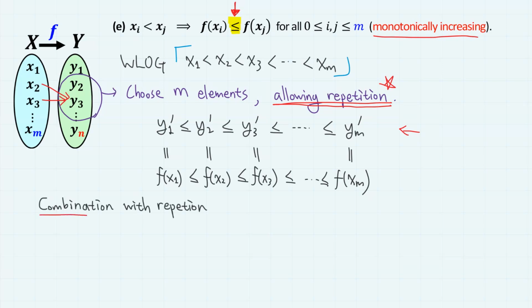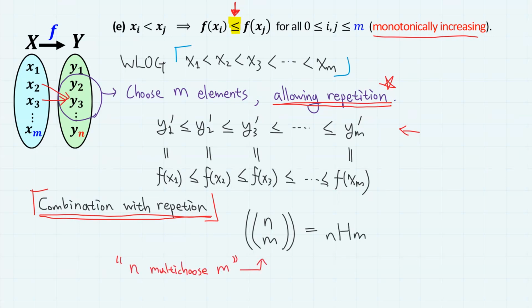This is the combination with repetition, denoted using double parentheses, or also as nHm, often read n multichoose m. We can compute its value using the property that n multichoose m is equal to n plus m minus 1 choose m. For the derivation of this property, someone actually made a really good video on that.